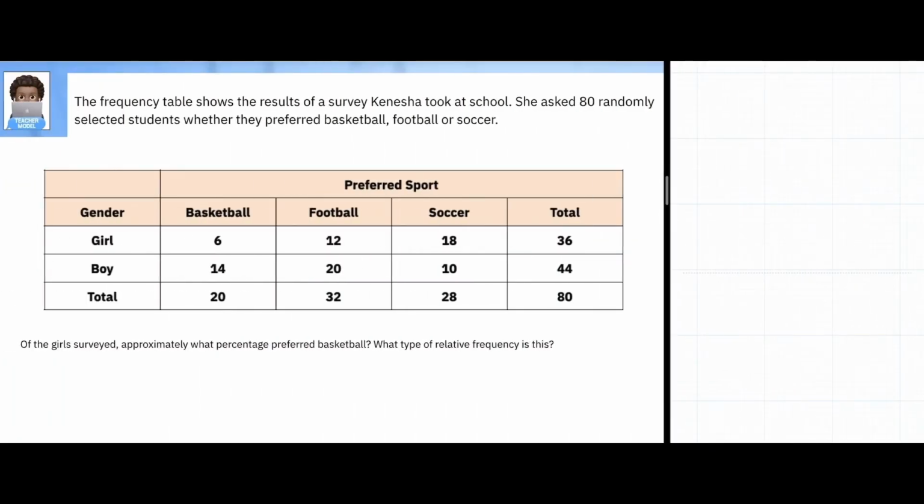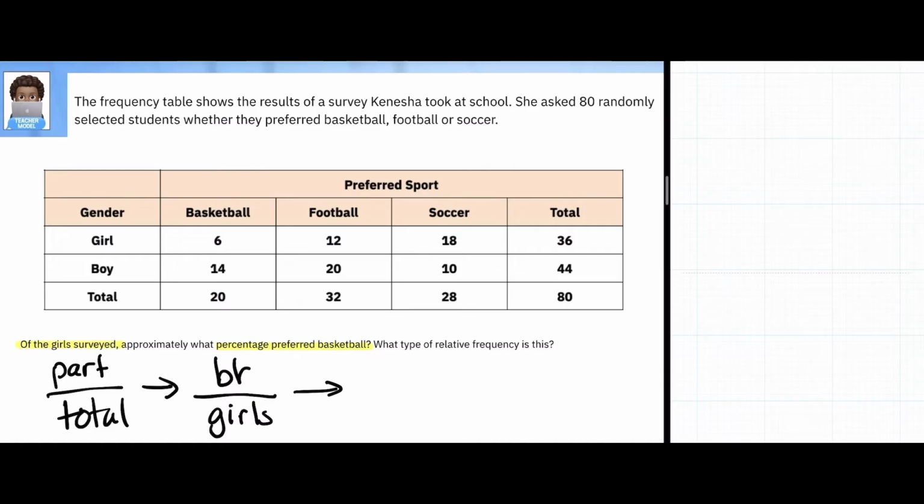So let's try this out. Here's our first question. Of the girls surveyed, what percentage preferred basketball? So I'm going to look for the part out of my total, and it's saying of the girls. So my total is the total number of girls. What percentage like basketball? Okay, so there are 36 girls, and out of 36 girls, 6 like basketball. So 6 out of 36.